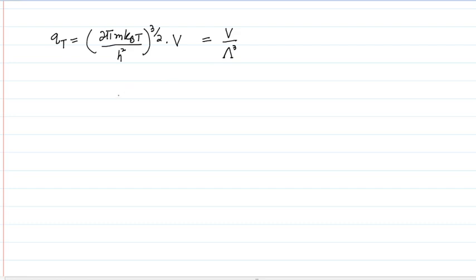Here this lambda is equal to h upon (2 pi m k_B T) raised to the power half. This is simply called the thermal de Broglie wavelength.